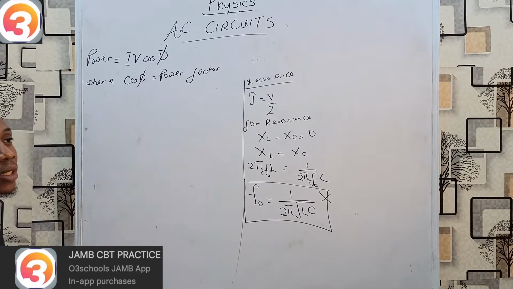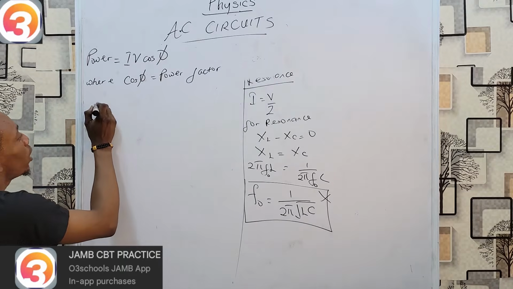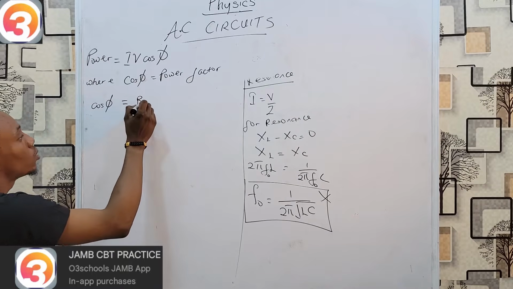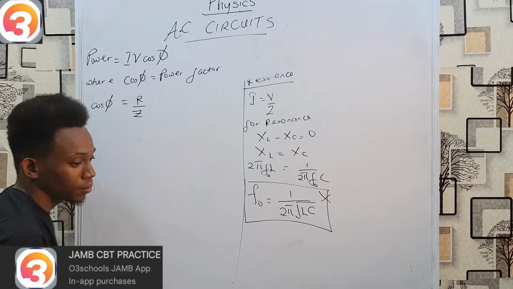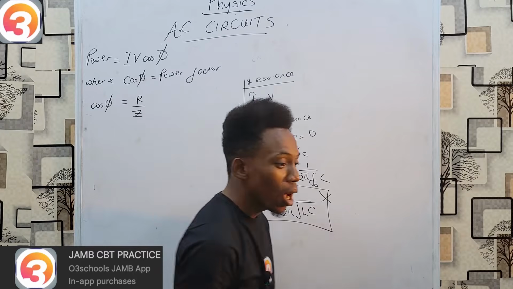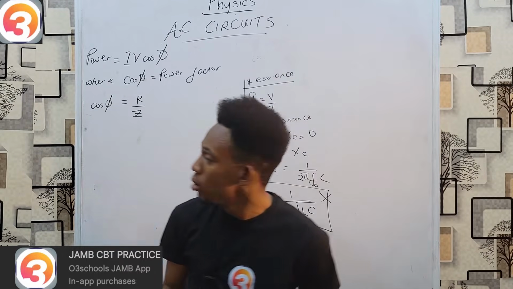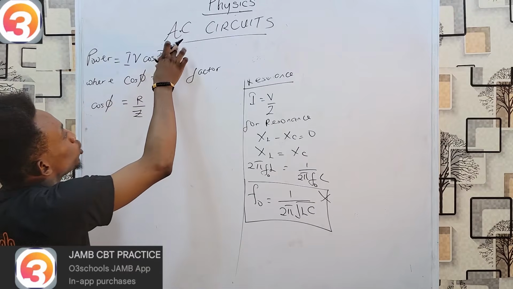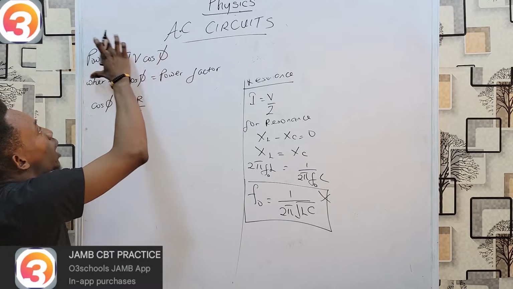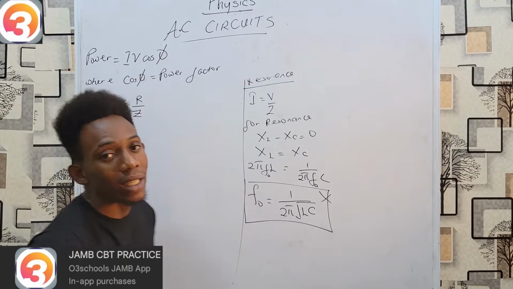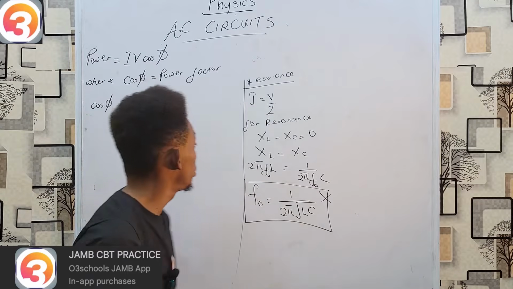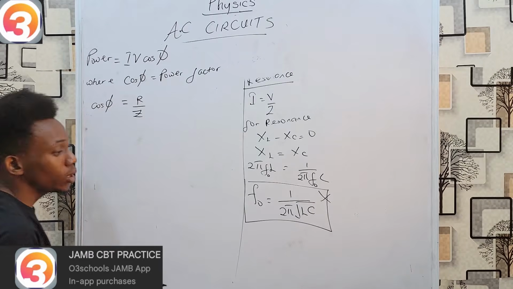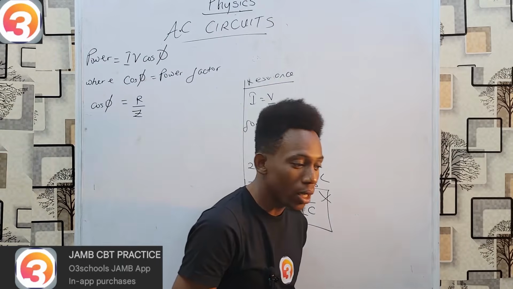And how do we obtain this power factor? We should know that cos phi equals R over Z. That is our power factor, R over Z. Okay, and once we know this for the power factor, we're able to always put this back here and obtain the power in an AC circuit. So that's our formula for power factor. And with this, we can actually move forward in the calculation.